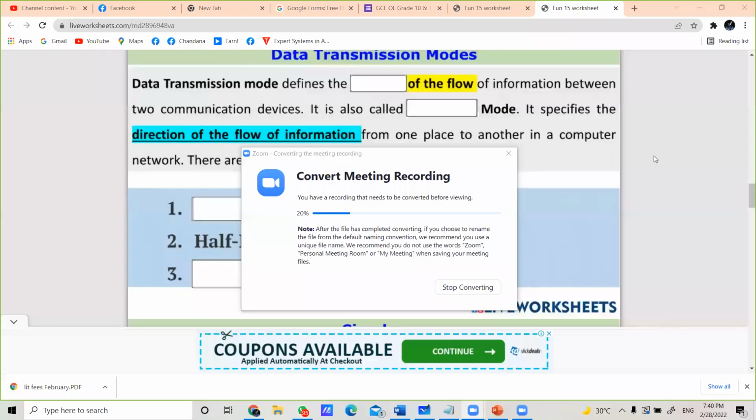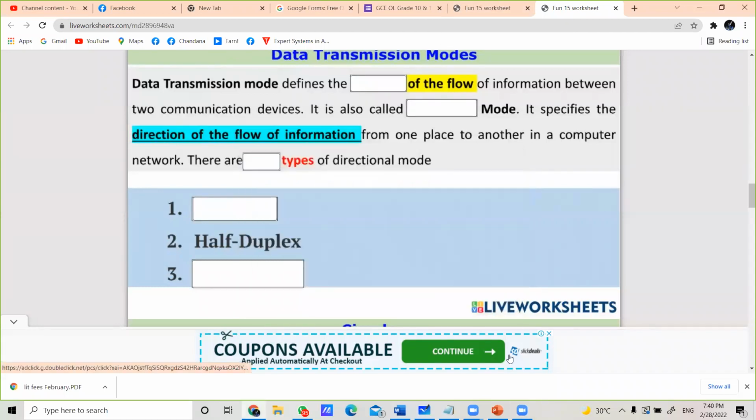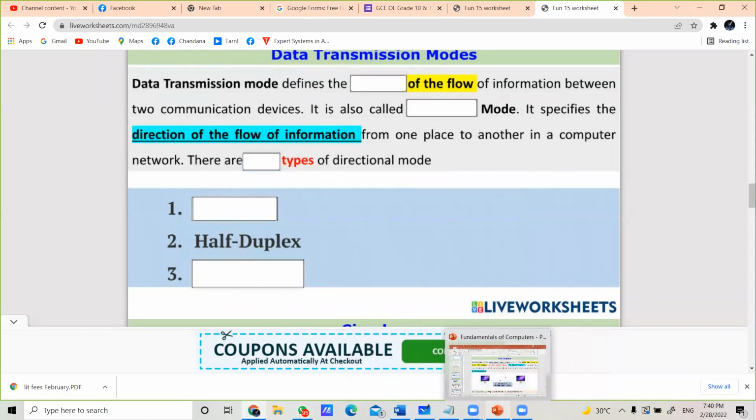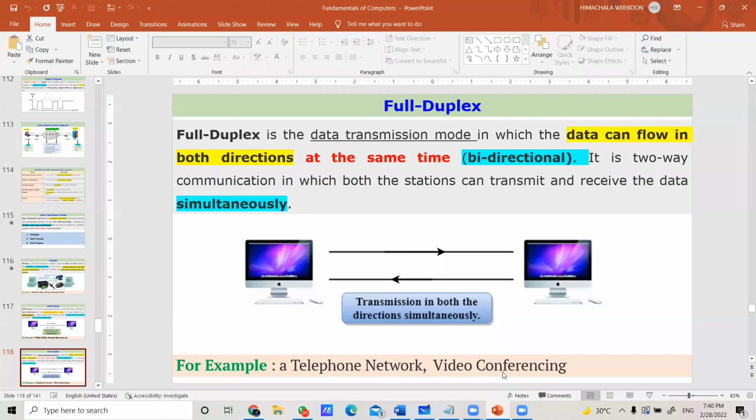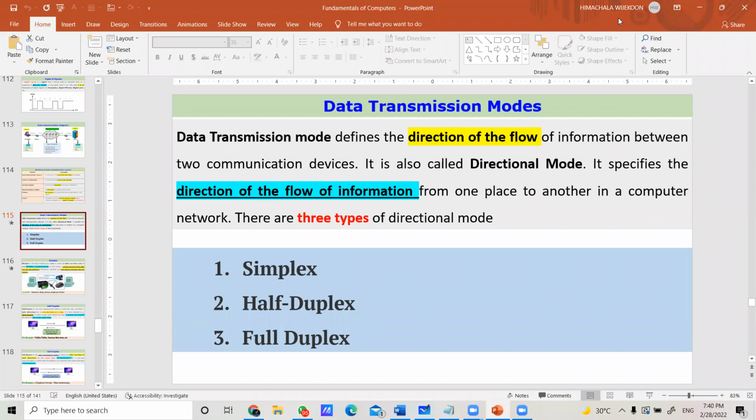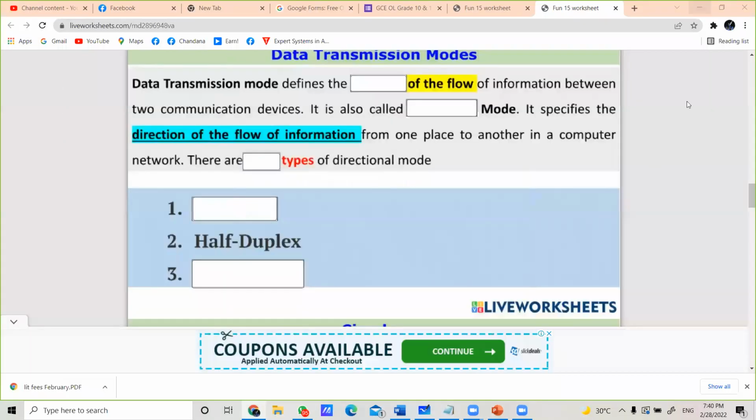Right, I will see the answers. If you are finished, then send the message. You got it there? Okay, Anjana, okay. I think Chetan is also doing that one. We'll discuss the answers here.